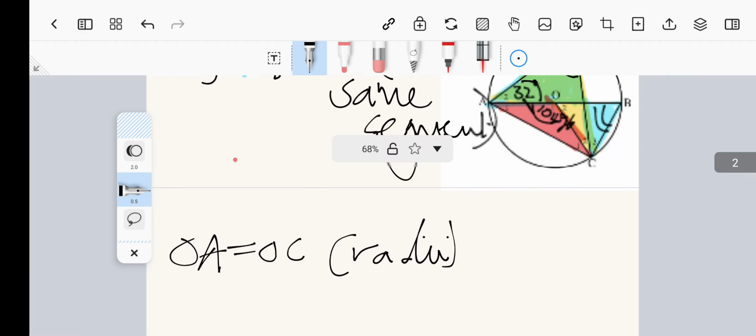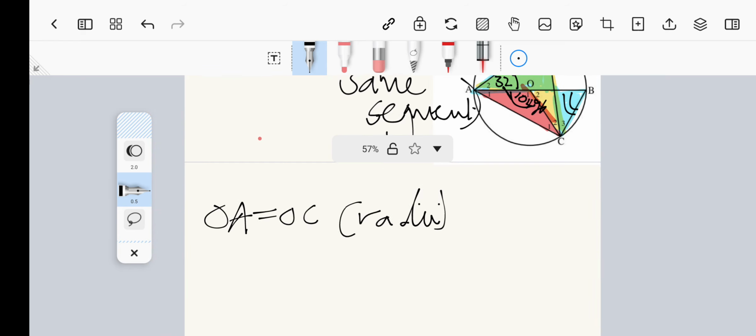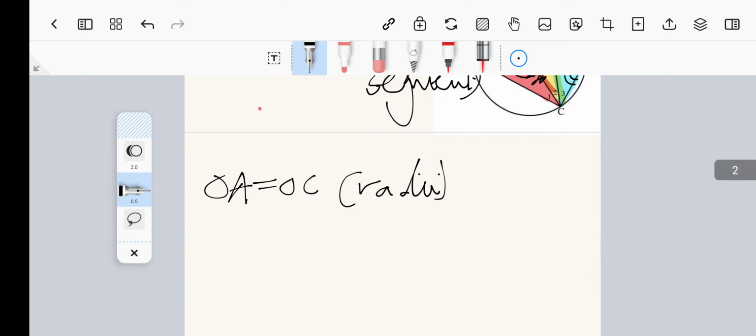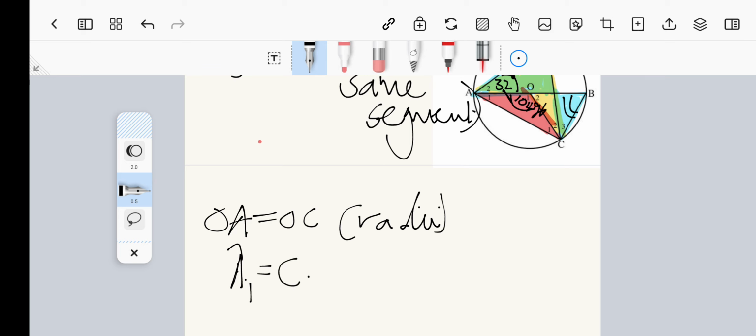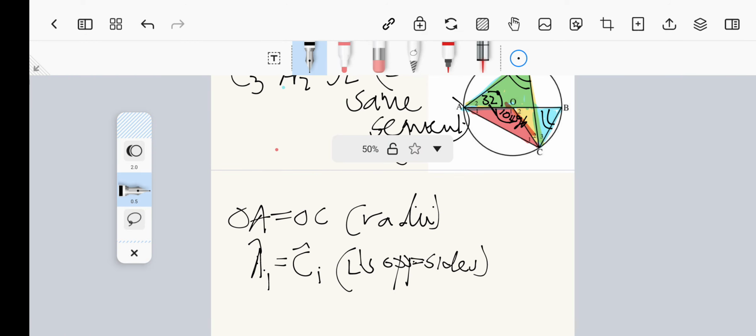Because of those radii, we know that angle A1 is going to be the same as angle C1. The reason we know that is angles opposite equal sides. That is because of that isosceles triangle, and our reason is angles opposite equal sides.